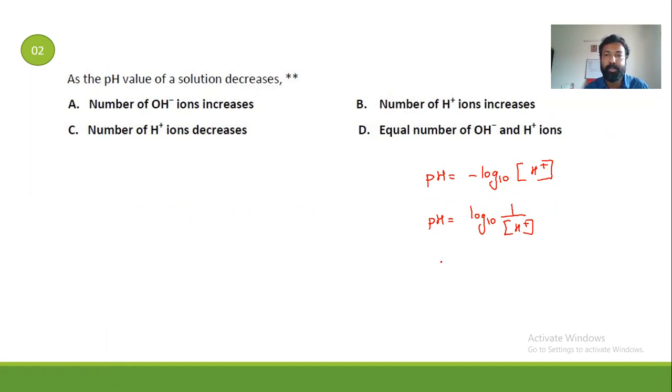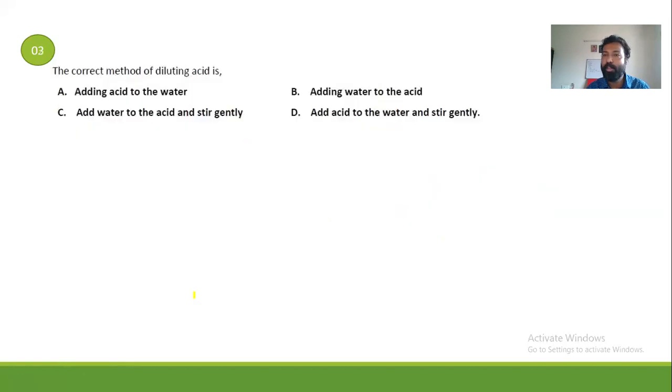As the pH value of a solution decreases, it is trying to tell that the pH value decreases. So what does it mean? The number of H plus ions obviously increases. That is, B is the right answer here. The number of H plus ions, which contribute towards the pH, a very, very important factor, increases. So when H plus ions increase, obviously the pH value decreases. Hope it is clear. A simple definition, that is pH. Moving on to the third question.